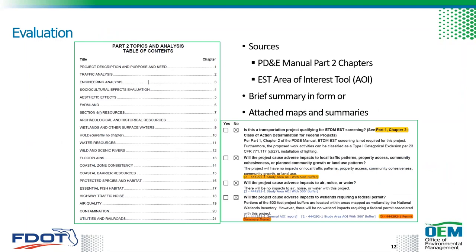And guidance on determining impacts and responding to these questions is provided in different topic chapters in Part 2 of the PD&E manual. And some of them are referenced in the form itself. As you can see in this top here, we have a reference to the chapter here. And these chapters, along with the area of interest tool in the EST, and also the preparer's familiarity with the project area, are what's used to complete the form. A brief summary of the evaluation may be included in the form itself or as an attachment, as you can see here.